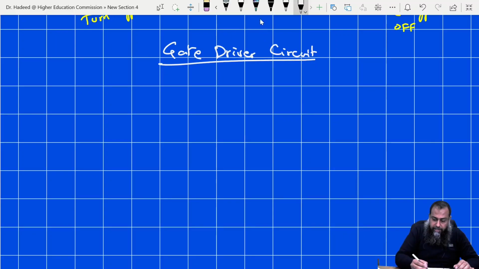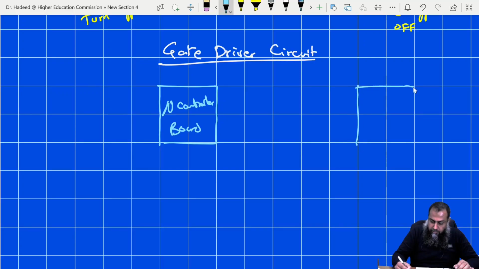So gate driver circuit is actually a kind of circuit where we have an interface between the microcontroller board, and here we have this switch. So let me draw the switch. So here we have the switch. This switch could be anything.